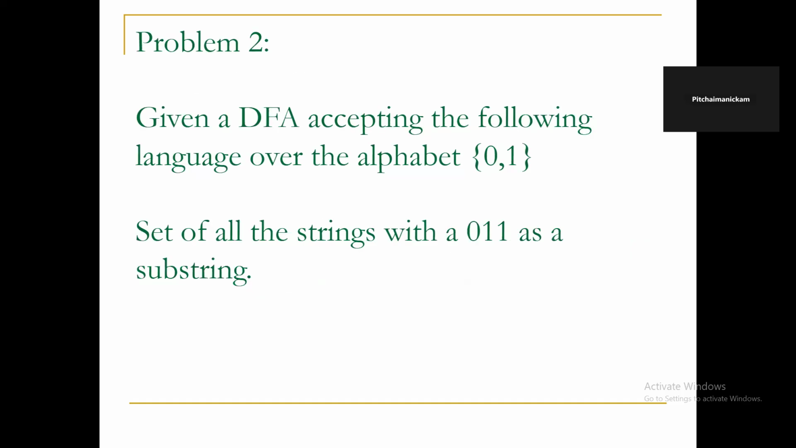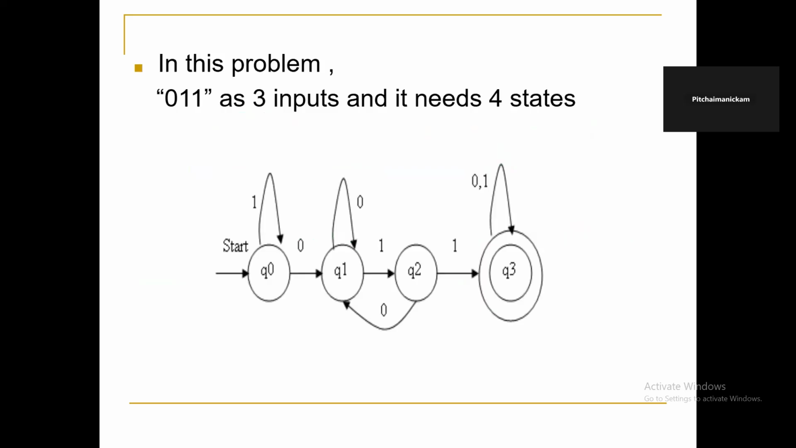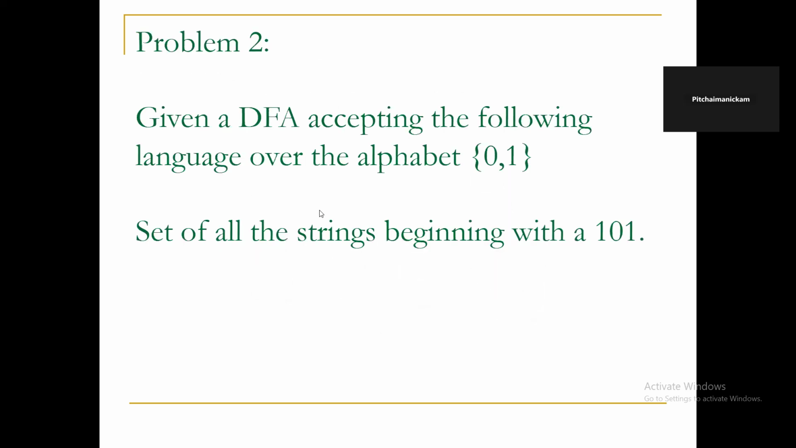Another one is 011 as a substring. 011 as a substring means three inputs, four states. You take 011 as a substring, and you can note down the diagram also.